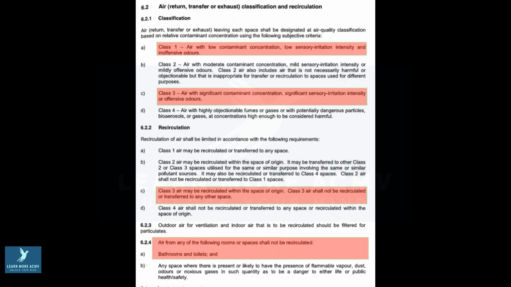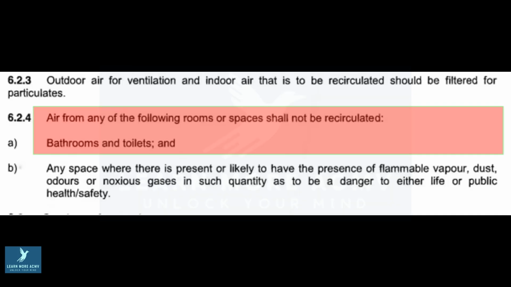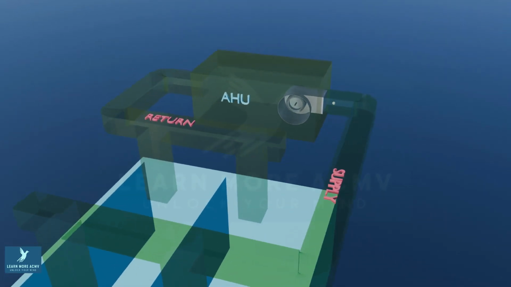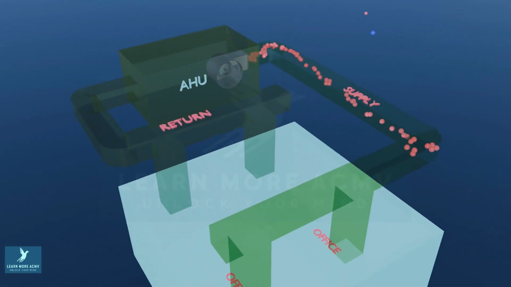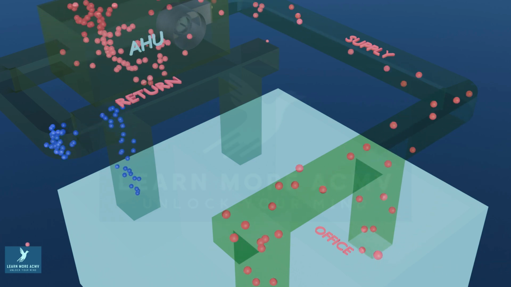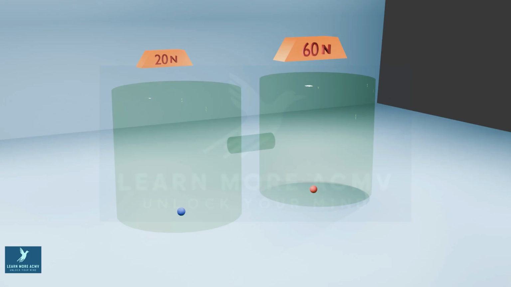According to ASHRAE, indoor air is classified based on its quality. Air with low contaminants and inoffensive odors is classified as Class 1. This type of air can be recirculated or transferred to other spaces. Toilet air is classified as Class 3, which means it cannot be recirculated to any other area. This is why toilet exhaust must go directly outside, ensuring contaminants and odors don't spread.